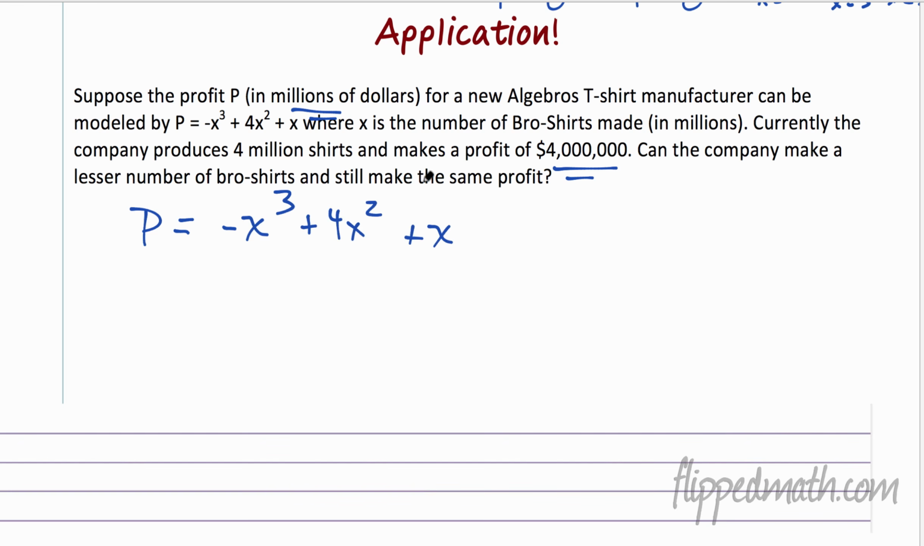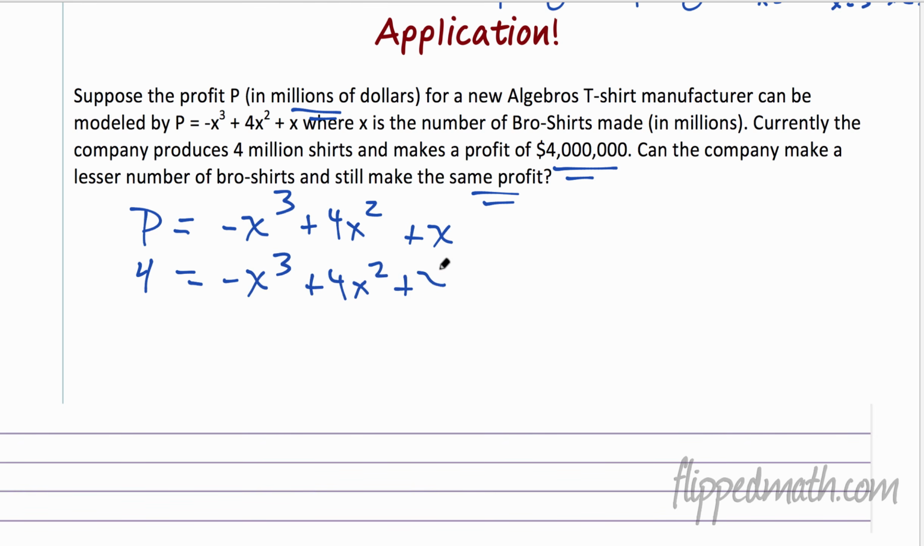So they tell us some information. When we make 4 million shirts, then the profit is 4,000. We want to know when else the profit will be 4,000. That means there's a 4 here. So when will 4 equal this ugly function that we have?